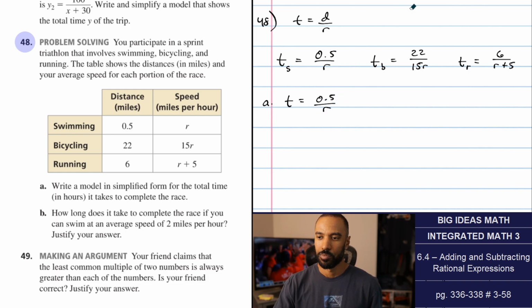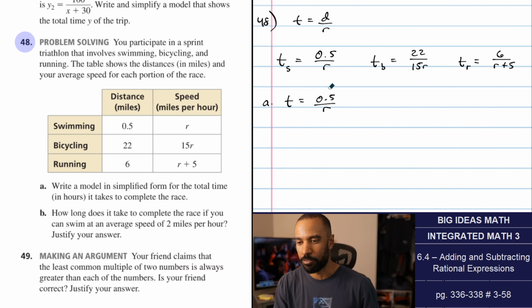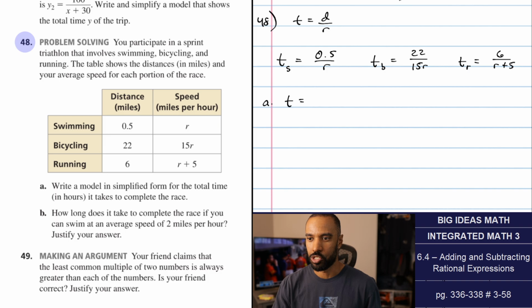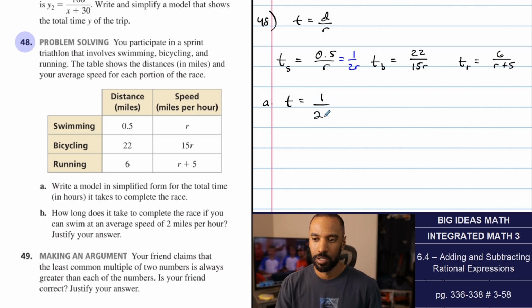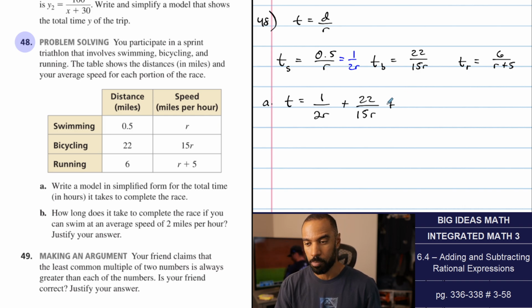By the way, should I keep this as 0.5 or should I write it as... I'm going to get fancy with this. 0.5 over r is also 1/2, right? 1 over 2r like that. So I'm going to write 1 over 2r. I don't know if that helps or hurts, but I'm going to do it. Plus 22 over 15r. Because I don't want decimals. Listen, I don't want decimals in my fraction answer. That's a personal thing. You can have it all you want. I don't. Plus 6 over r plus 5.